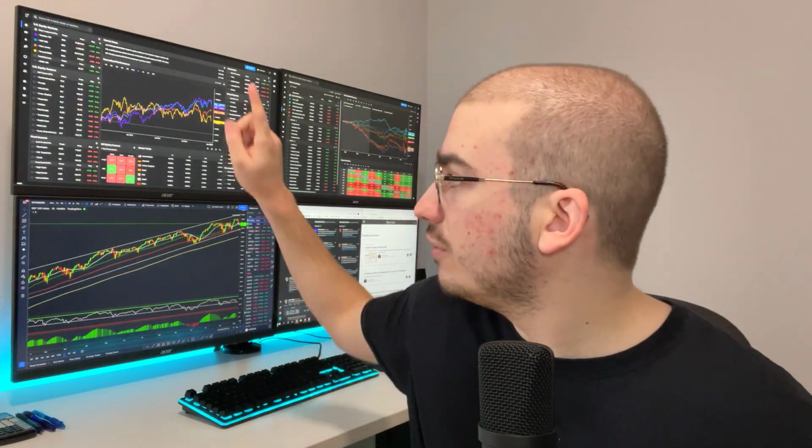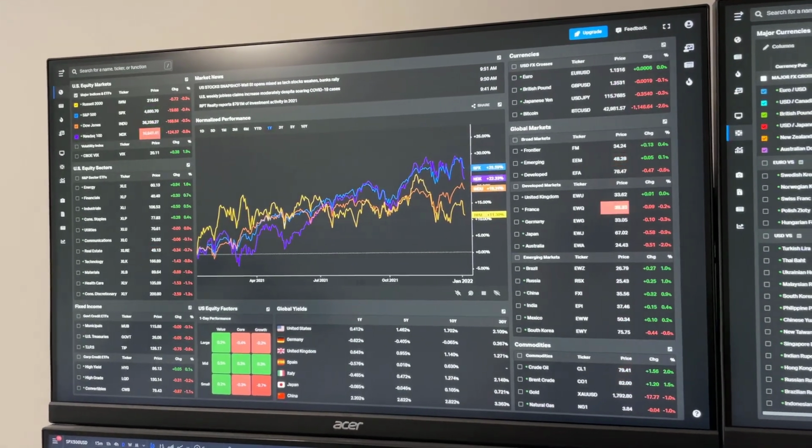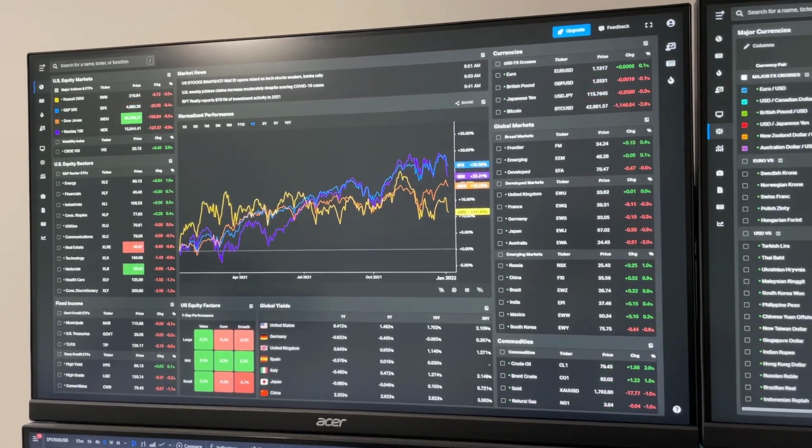And then for this screen right here, it's going to change from time to time depending on what I do. If I just don't do much, I will probably just have this one open. It's another Koifin screen. I just have the general US stock market. I can have other things on there, but if I don't really use it, I'll probably just leave this right here.